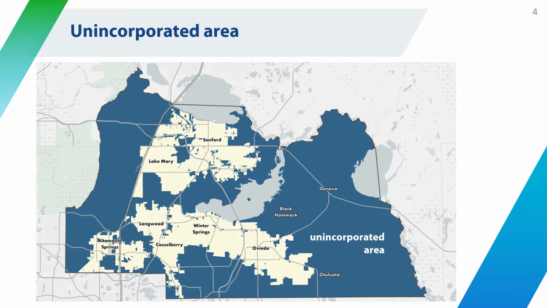that affect planning. This map distinguishes between the cities located within the county, Sanford, Lake Mary, Longwood, Altamonte Springs, Casselberry, Winter Springs, and Oviedo, and the unincorporated area, which includes many neighborhoods and larger communities such as Geneva to the east and Heathrow to the west.